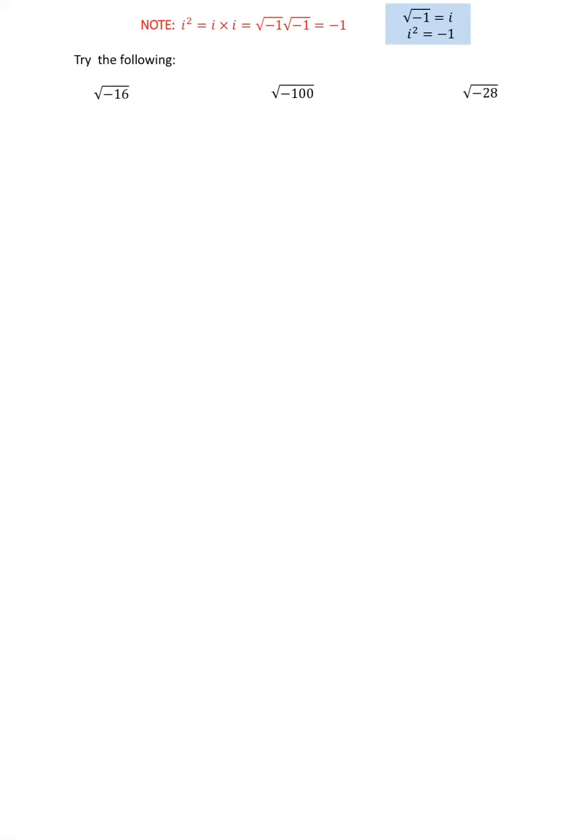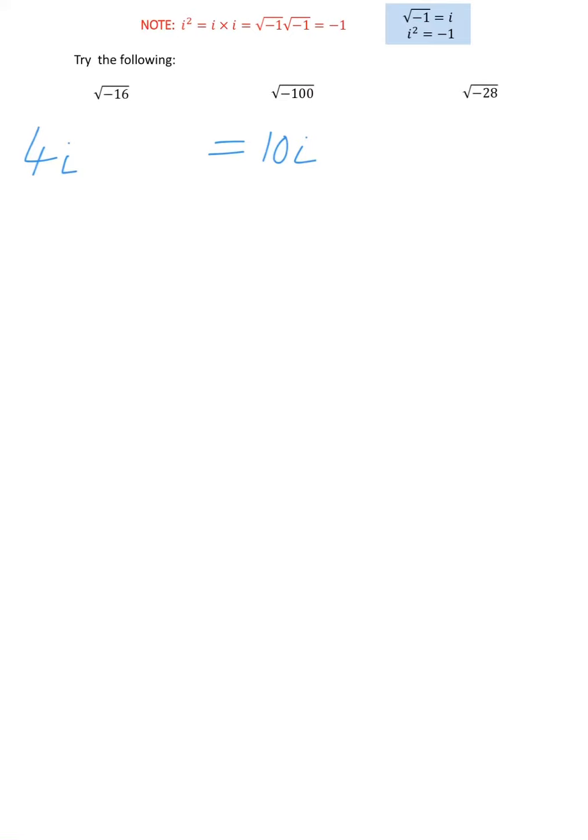Okay, so looking at these ones here, the square root of minus 16. So we know the square root of 16 is going to be 4. And there's a minus there, so it's just going to be 4i. The next one then, the square root of minus 100. So the square root of 100 is 10. And seeing as there's a minus there, it'll be 10i.